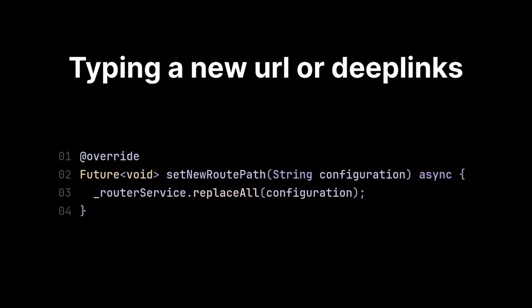There is one more override that we must handle in the router delegate called setNewRoutePath. This function is called whenever the operating system pushes a new route to our application. The most common case of this would be when someone types a URL directly in the address bar. In this case, we want to use our replaceAll function to create a new stack.